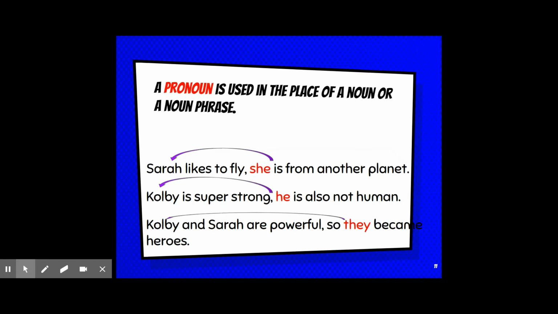Colby and Sarah are powerful, so they became heroes. They is a pronoun describing both Colby and Sarah. Colby and Sarah would be an example of a noun phrase.